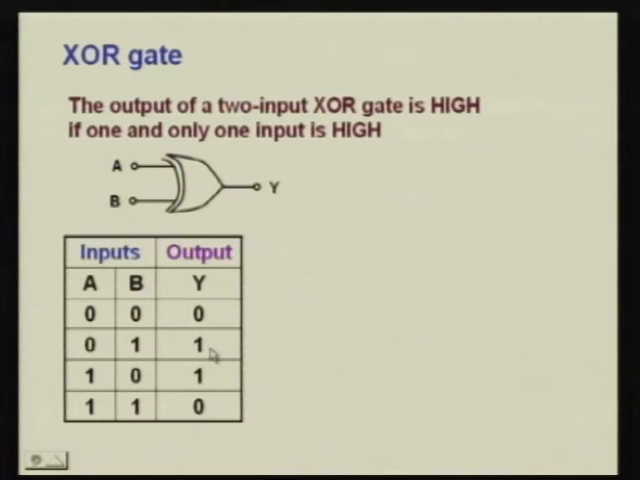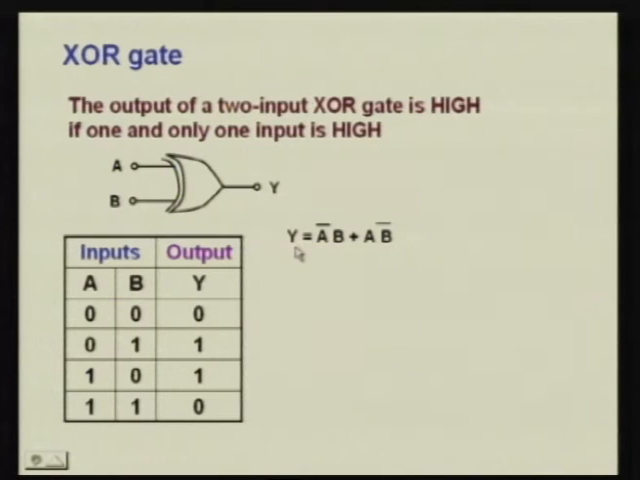It will be in one state only when both the inputs are not equal, and if both the inputs are equal, then the output will be 0. You see, in the first row we have 0 0, meaning both the inputs are the same, then the output will be 0, and in the fourth row both the inputs are identical, so the output will be in 0 state. And from this truth table we can construct the output.